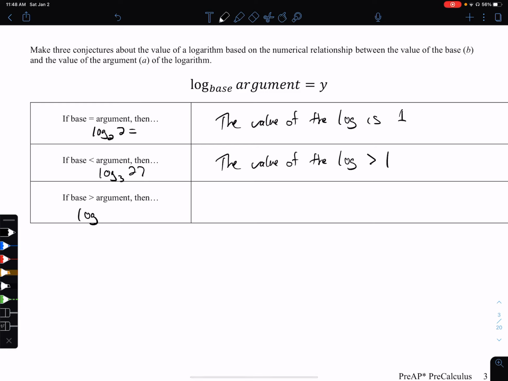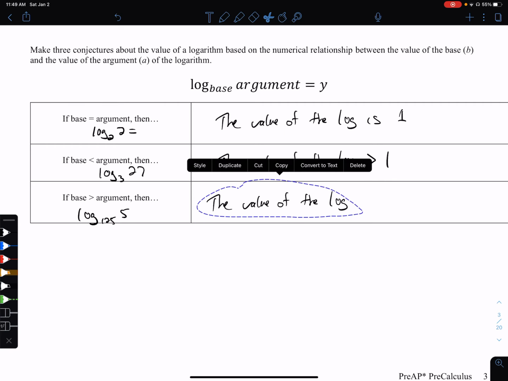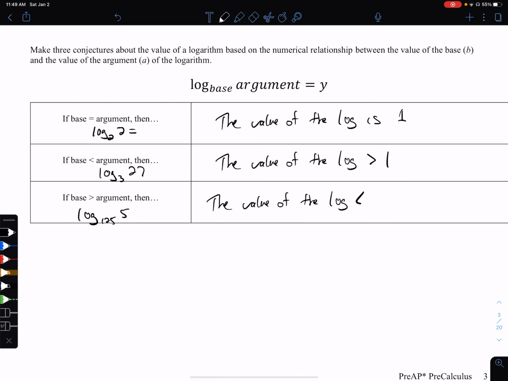What if the base is bigger than the argument? What if we had log base, let's say, 125 of 5? That means 125 to what exponent is going to equal 5? Well, if your exponent is bigger than 1, it's going to make this bigger. 125 to like the second, it's going to make it bigger. If your exponent is between 0 and 1, a fraction less than 1 and bigger than 0, it's going to make this get smaller. So if the base is bigger than the argument, the value of the logarithm has to be less than 1.